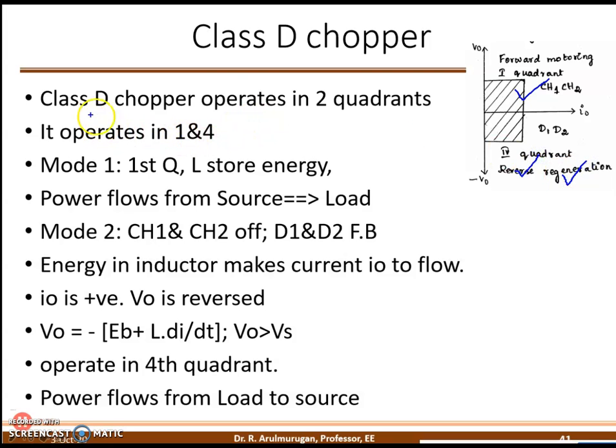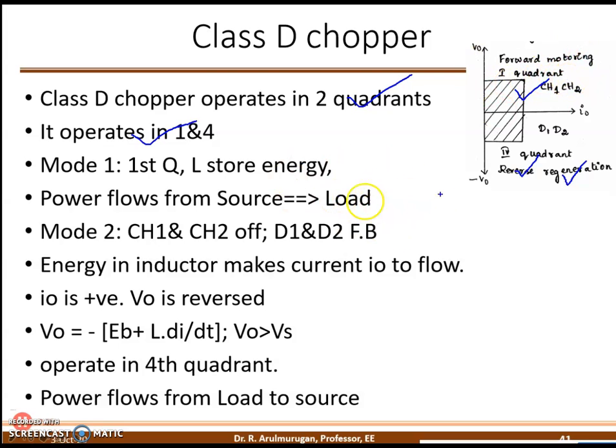Okay, that's why, coming here, what I have written is it operates in two quadrants, quadrant number one and quadrant number four. What are the mode 1 conditions? I will show you mode 1. In the first quadrant, L stores the energy. In mode 1, quadrant one, it operates, L stores the energy. Power flows from the source to the load. So normally in the motoring operation, power flows from the source to the load.